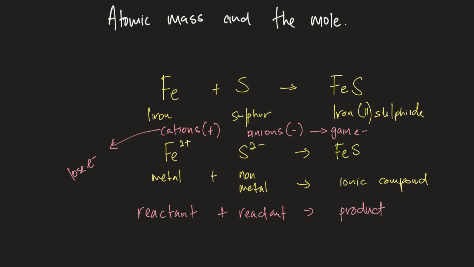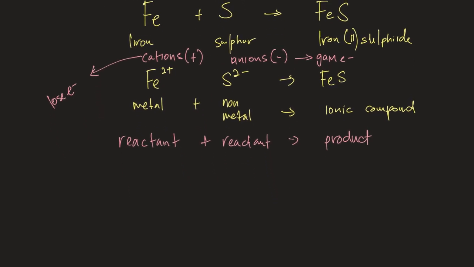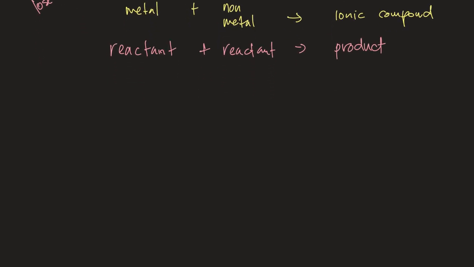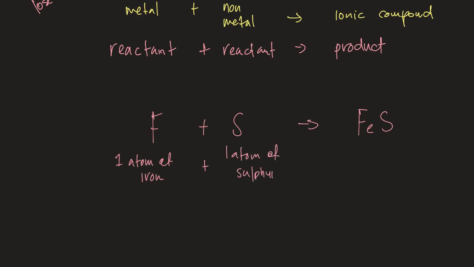So in this reaction, every atom of iron will react with a single atom of sulfur. So if I have a look at that, I'm just going to rewrite it here. I'm going to say Fe plus S is going to give me FeS. Okay. So what I'm saying here is that one atom of iron must react with one atom of sulfur. And when I have that kind of ratio, it will form one compound of iron(II) sulfide.